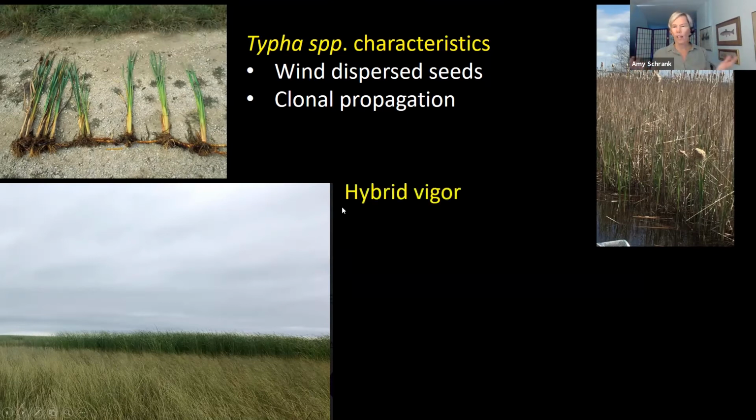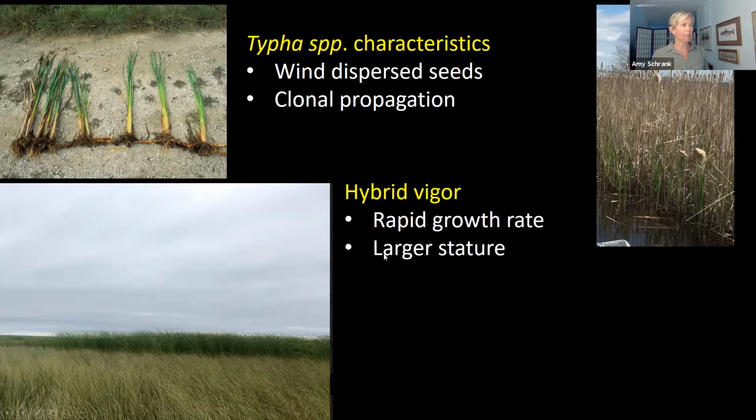So why is this hybrid so aggressive? The answer usually is attributed to what's called hybrid vigor. So the offspring species of both parents tends to be more tolerant of a broad range of conditions and just survives better than either of those parent species in a certain environment. So for this hybrid in particular, it has a really rapid growth rate. It has a larger stature, so it's just basically taller. And you can see that in this picture here.